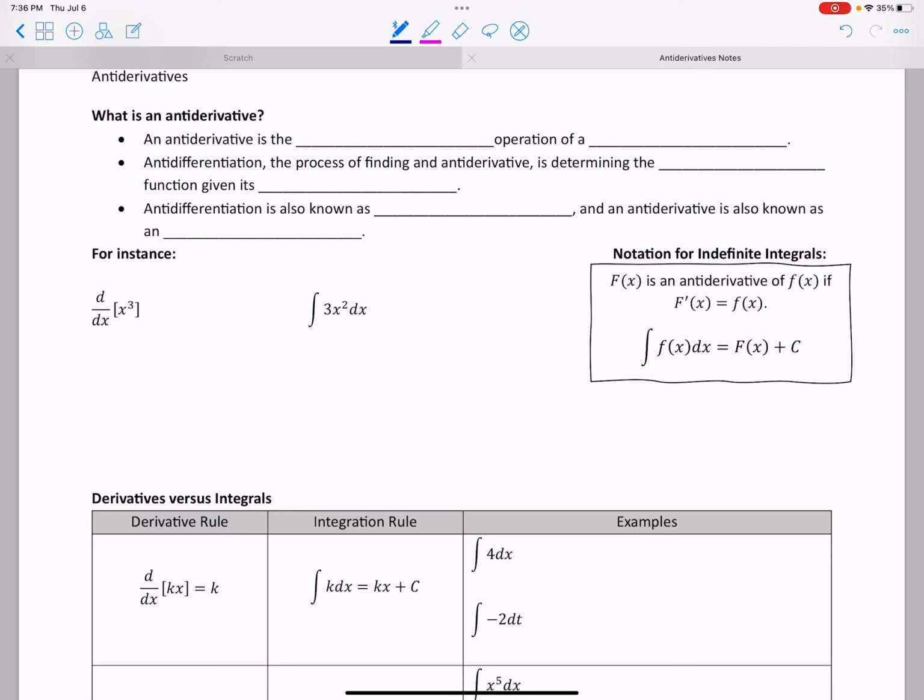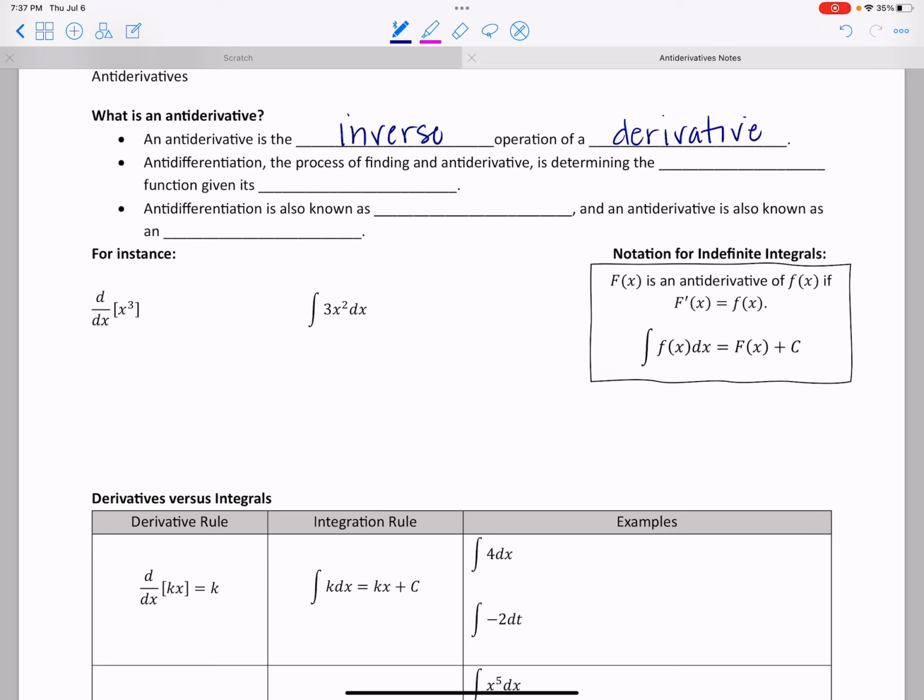Hello, welcome to our lesson on antiderivatives. So an antiderivative is exactly how it sounds. It is the opposite or the inverse of a derivative. So it is the inverse, again, or opposite of what we've been working on for this entire course. The opposite of a derivative, the inverse of a derivative.